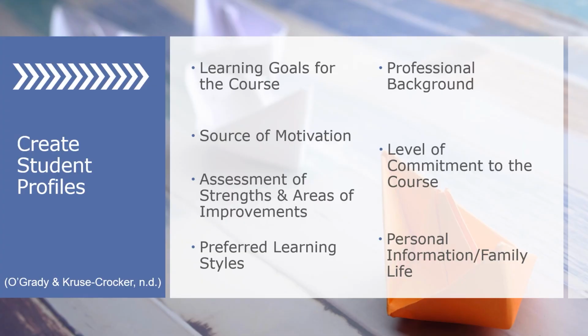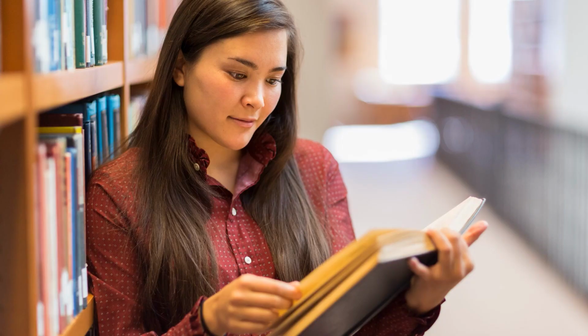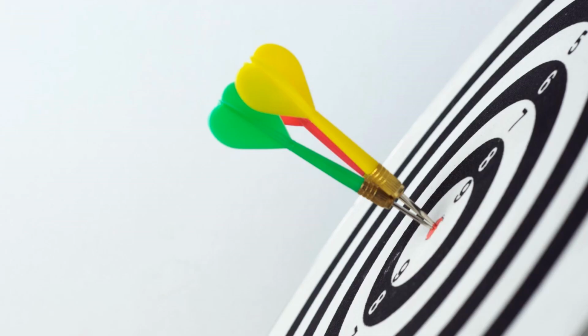The next best thing is to create a student profile survey. There are many things you can include in a student profile survey, including learning goals for the course, their source of motivation, assessment of strengths and areas of improvement, preferred learning styles, professional background, level of commitment to the course, and personal information or family life details. The goal of your student profile survey is to collect the information that will help you understand who your students are and enough about their interests and abilities to help you assist with and evaluate their growth.